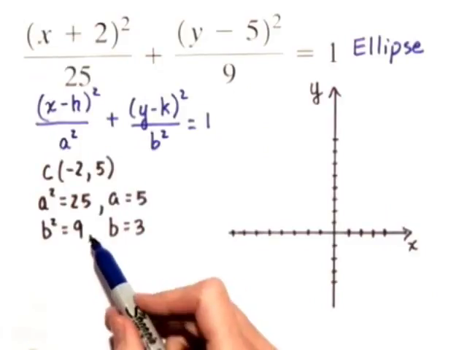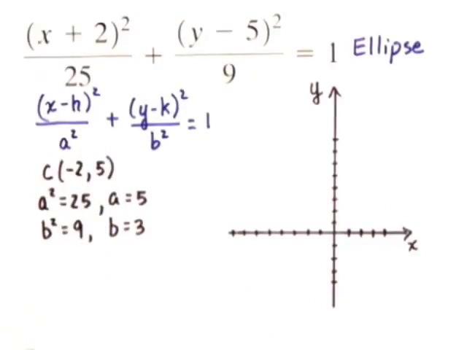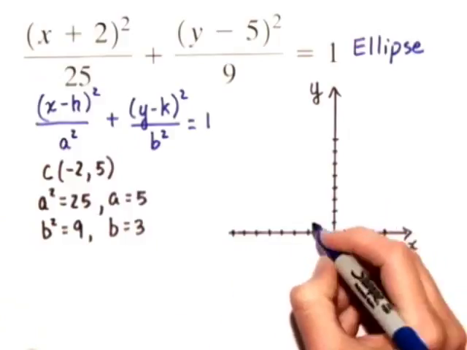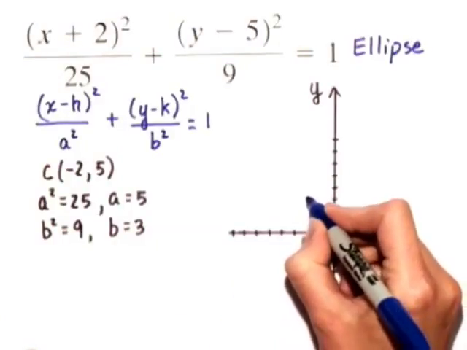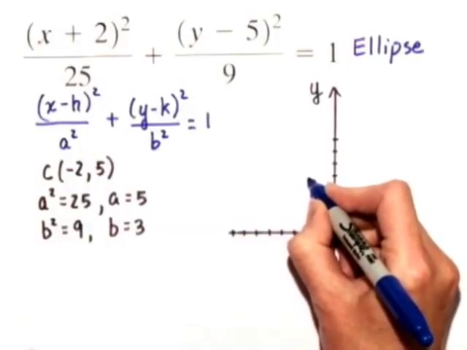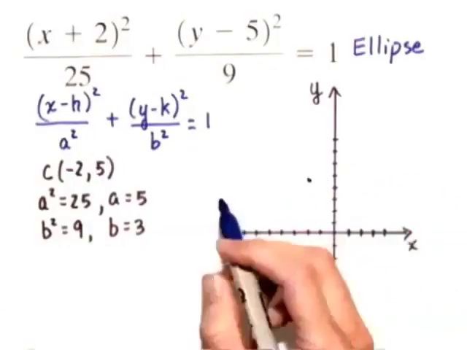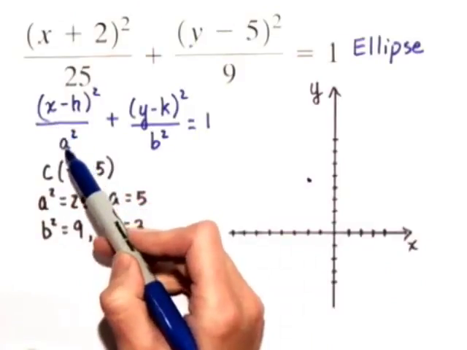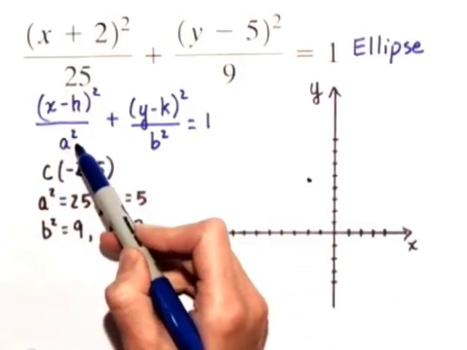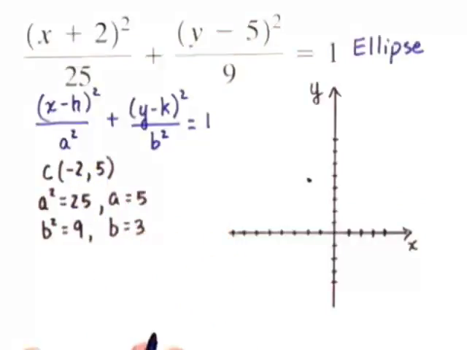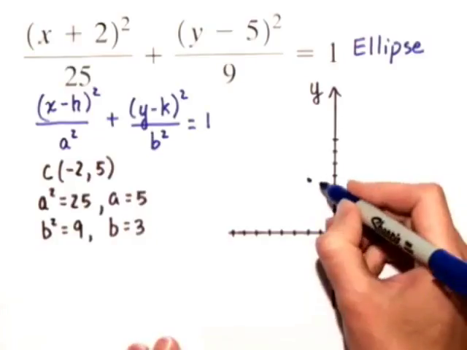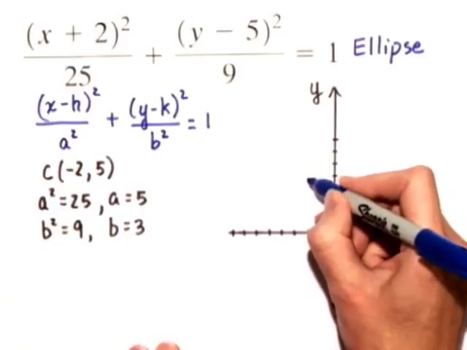Now, what do we do with this information? Let's first of all plot the center. We have negative 2, 5 as our center. Since the x² term has the a² underneath it and the a² is the larger term, this means that our major axis is parallel to the x-axis. And from that center, we go a units to the right and a units to the left to graph a vertex. So let's go ahead and go 5 units to the right of our center.